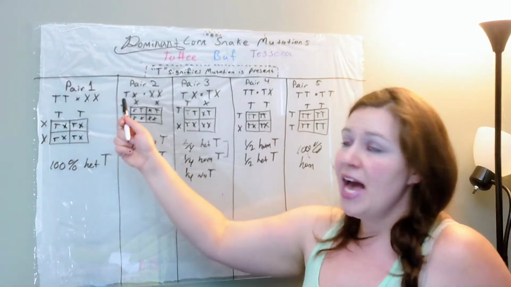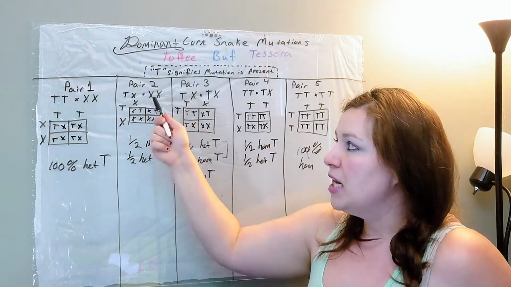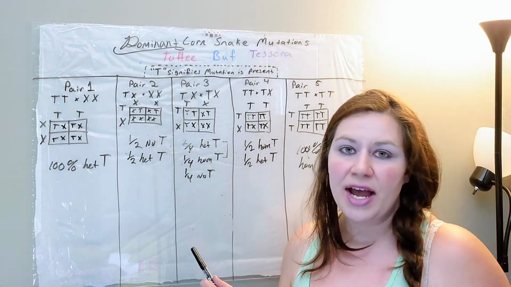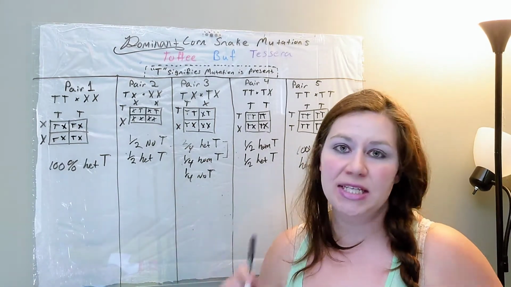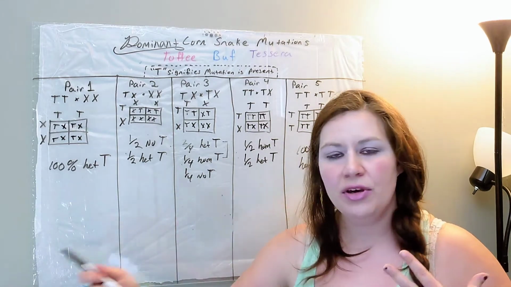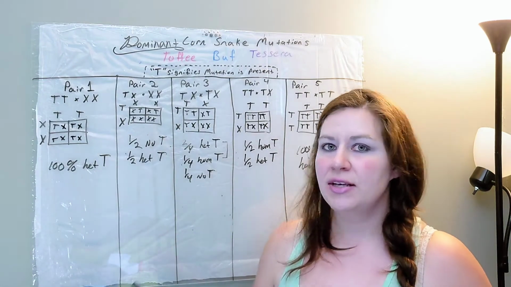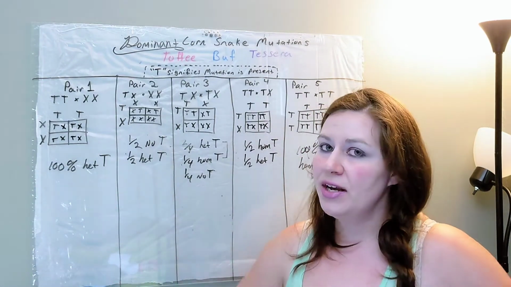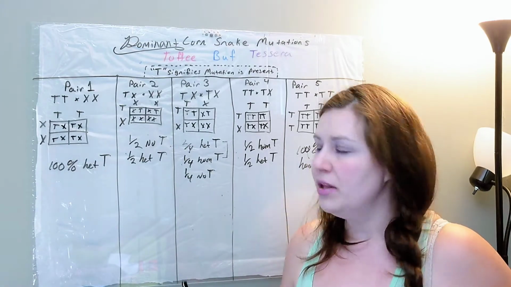We have a het tessera, which by the way is going to be visual, to a non-tessera, a snake that does not have any tessera at all. Now remember, if you can't see tessera, that means it isn't there at all. It's not going to be like amel, where if you can't see it, you can breed it to another amel and you might or might not get some. No, if you can't see a tessera, it is not there. If you can't see the gene, it is not going to be there at all.